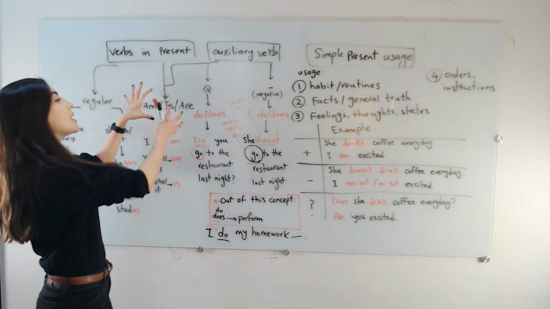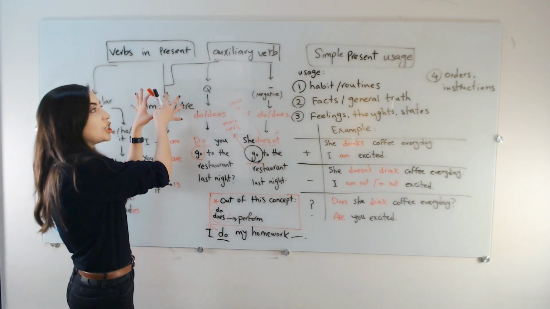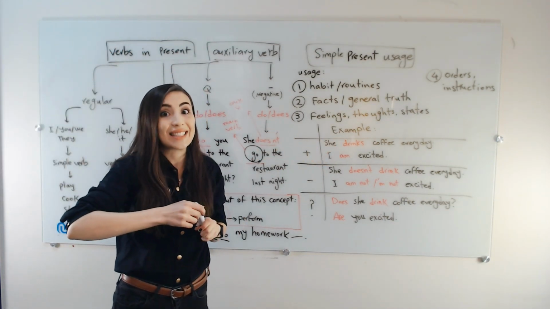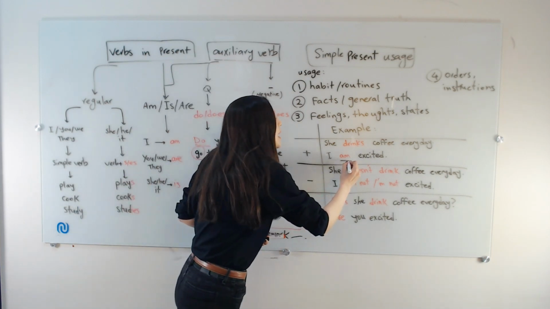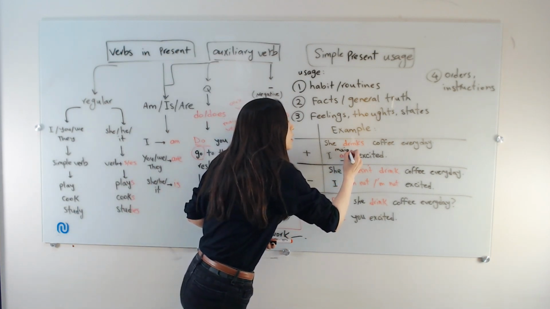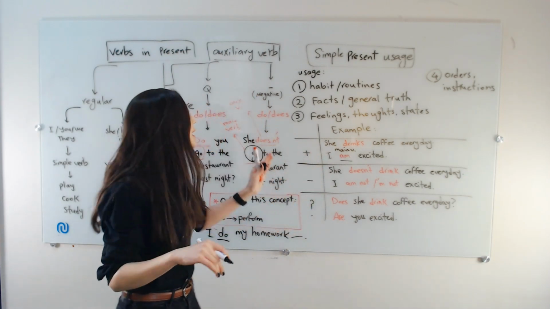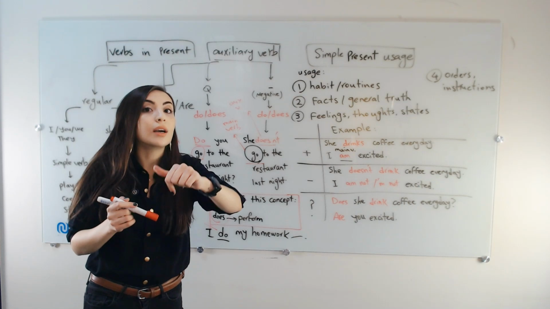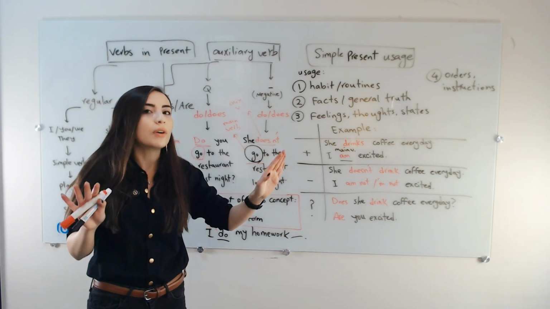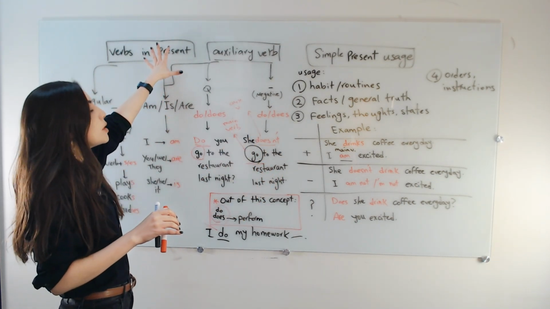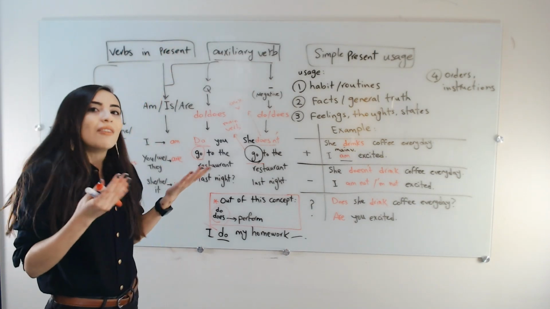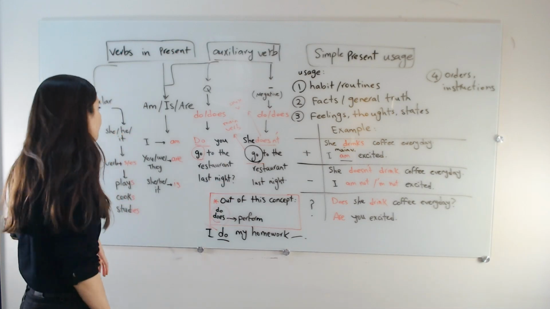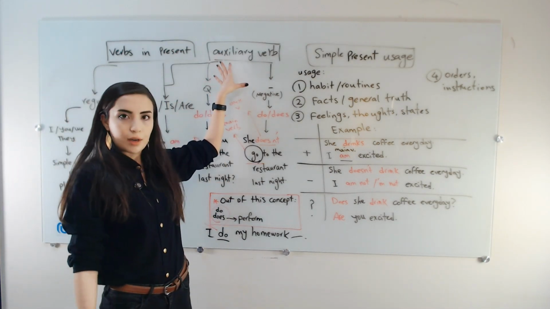Okay, so these auxiliary verbs can be a verb, like I am happy, as the main verb. Or it can be an auxiliary verb that I will cover in the present continuous. But for now, know that in simple present, they are a main verb, like in this case. Okay?